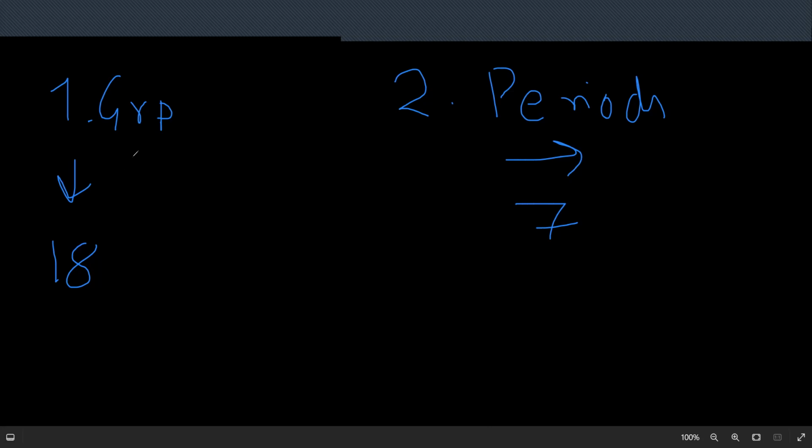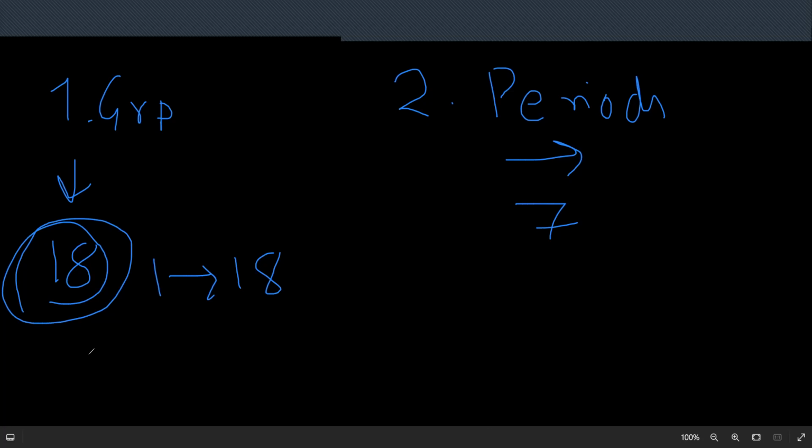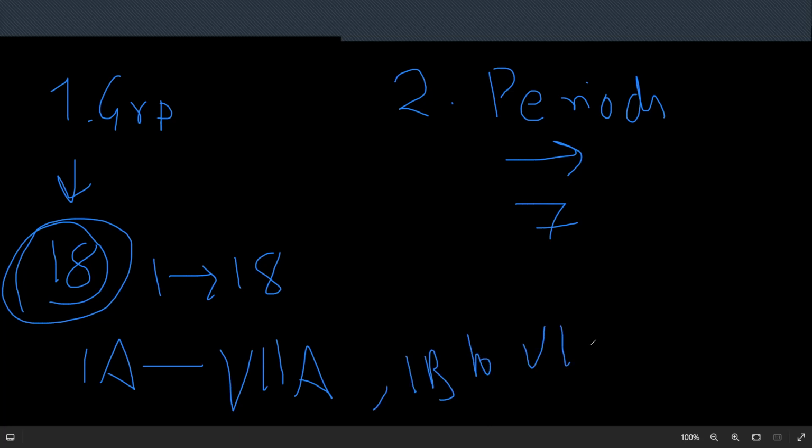In the IUPAC system, groups are numbered from 1 to 18. But in the old system, it was done from 1A to VIIA, 1B to VIIB, VIII, and group 0. So now we are going to learn on the basis of 1A because it is much easier for beginners. So now let's talk about some groups and their names.